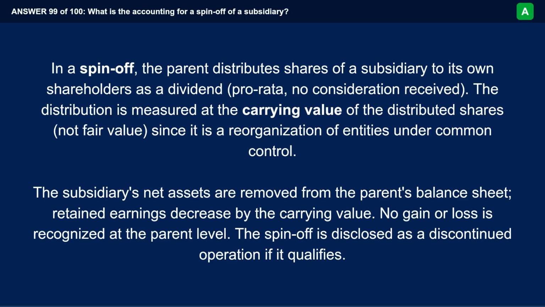The subsidiary's net assets are removed from the parent's balance sheet. Retained earnings decrease by the carrying value. No gain or loss is recognized at the parent level. The spin-off is disclosed as a discontinued operation if it qualifies.